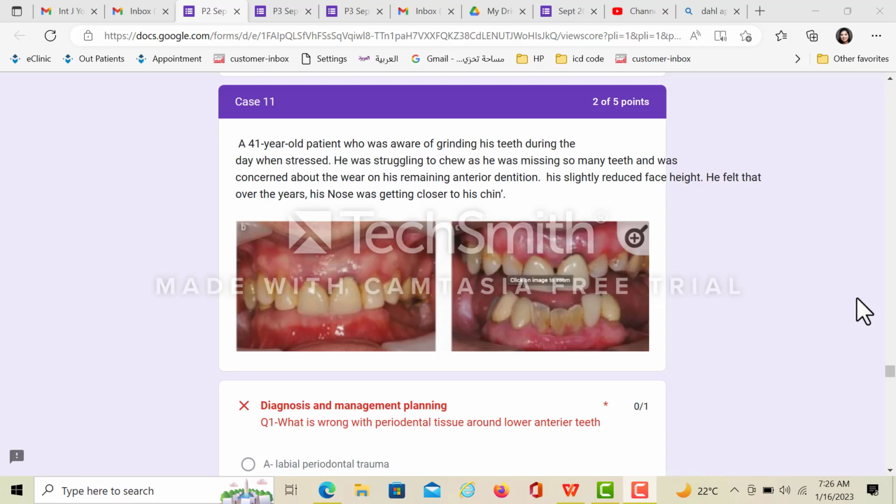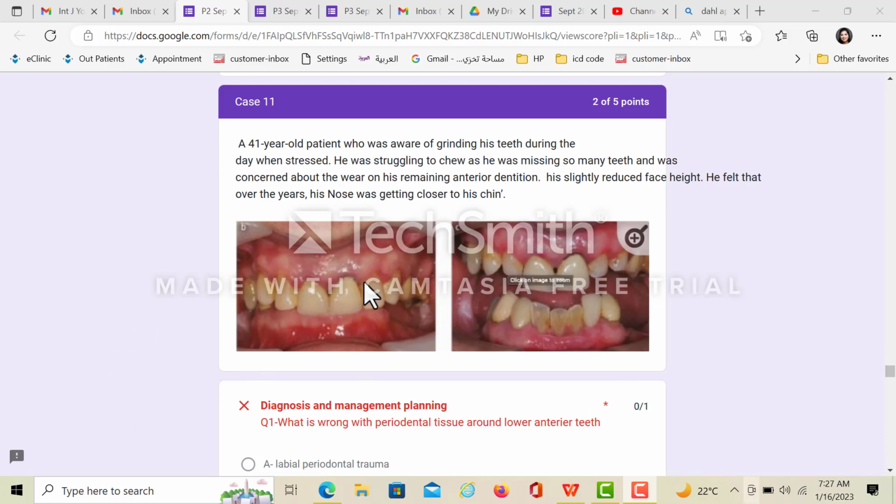A 41-year-old patient who was aware of grinding his teeth during the day when stressed. Alright, so he's grinding the teeth when he's stressed. He was struggling to chew as he was missing so many teeth and was concerned about the wear on his remaining anterior dentition. His facial height was slightly reduced. Now see, when teeth get worn, the facial height gets reduced. He felt that over the years his nose was getting closer to his chin. That is a classical sign of decrease in vertical dimension of occlusion.